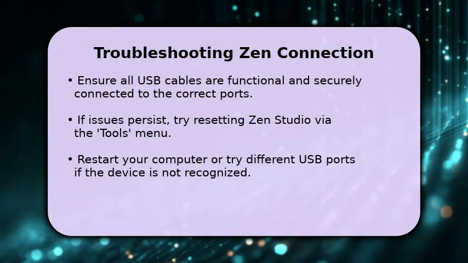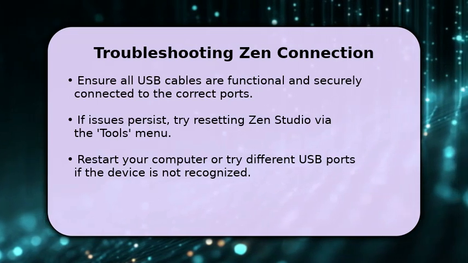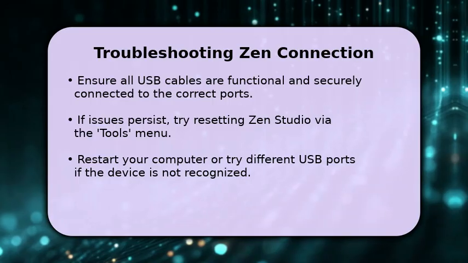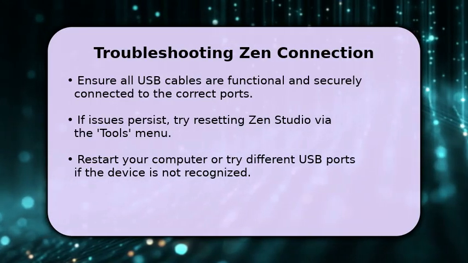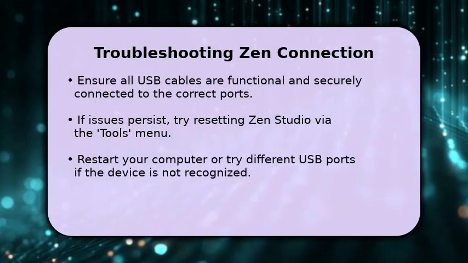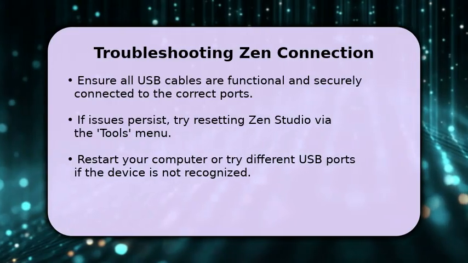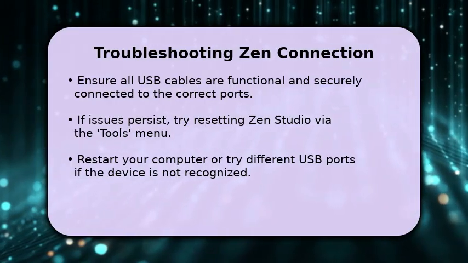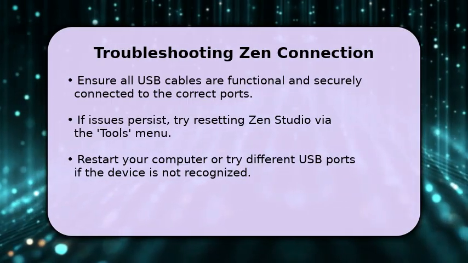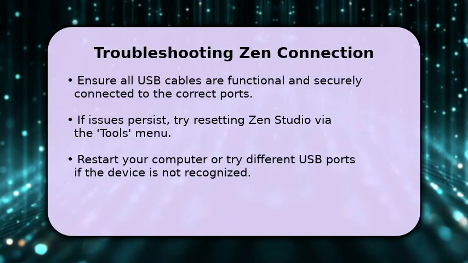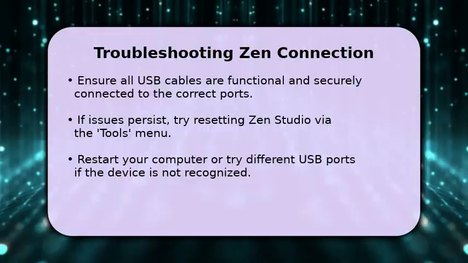If you encounter any connection issues, don't worry, there are simple troubleshooting steps. First, always ensure that both USB cables are fully functional and securely plugged into the correct ports on both your Zen and computer. If the problem persists, try resetting Zen Studio through the Tools menu, which can resolve many software glitches. Additionally, restarting your computer or trying alternative USB ports can often help the device be recognized properly.